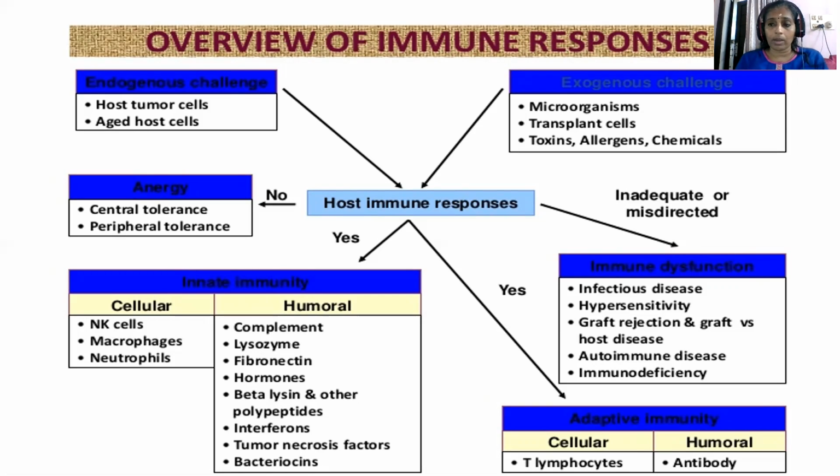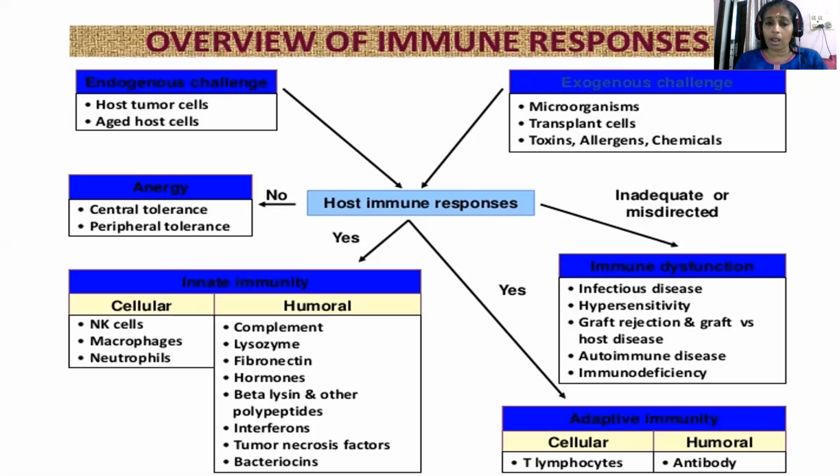Innate cellular immunity is basically done by natural killer cells, macrophages and neutrophils. Whereas humoral immunity is done by means of complements, lysozyme, fibronectin, hormones, beta lysins, and other polypeptides. Also, against viruses we have interferons, and against tumors we have tumor necrosis factors. We also have adaptive immunity, which has a cellular type and a humoral type. Cellular, as we all know, is T cell mediated, and humoral means B cell or antibody mediated.